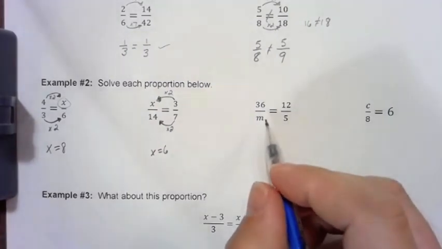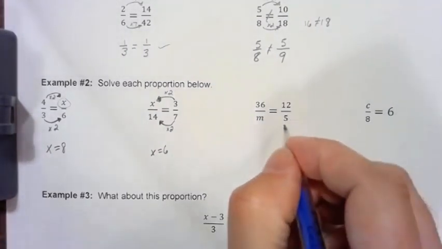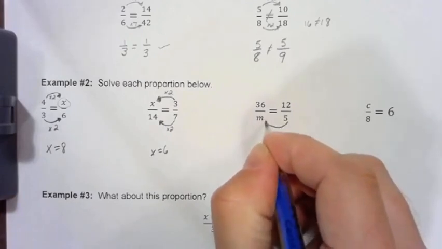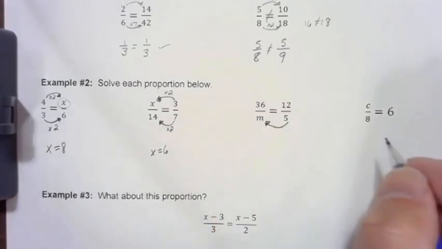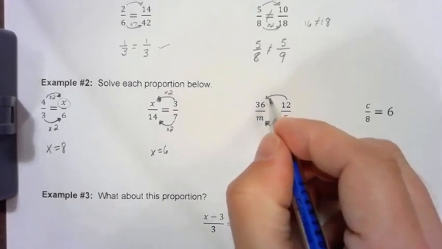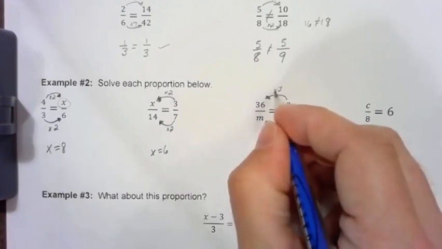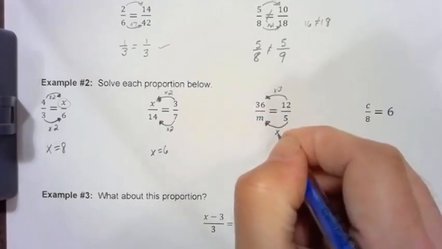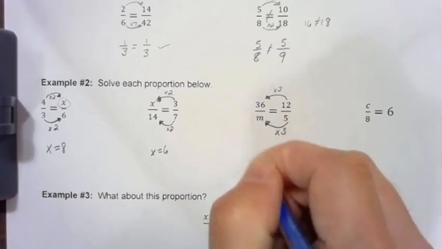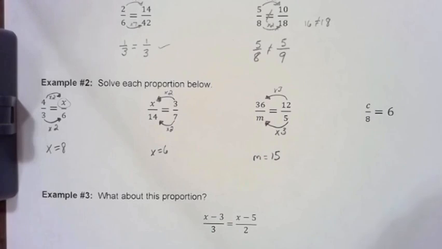In this proportion, 36 over m equals 12 over 5. Again, we move toward the variable. This time I know both of the numerators, so I have to figure out how do I go from a 12 to a 36? Well, I know that 12 times 3 is 36, so I'll do the same thing in the denominator. 5 times 3 means that m must be 15.